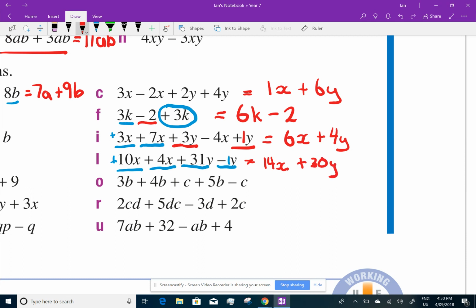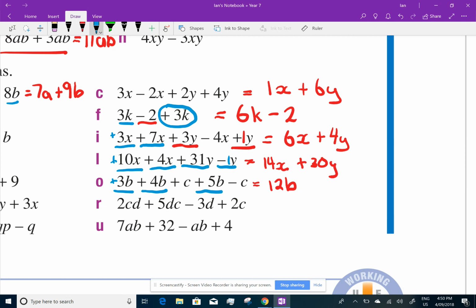All right, now I've got B's and C's and they're all a bit mixed up, so let's be a bit careful here. I've got plus 3b plus another 4b. Well, that's 7b. Leave the C, it's not a like term. And I've got a plus 5b. So I've got 7b plus another 5b. Well, that gives me plus 12b.